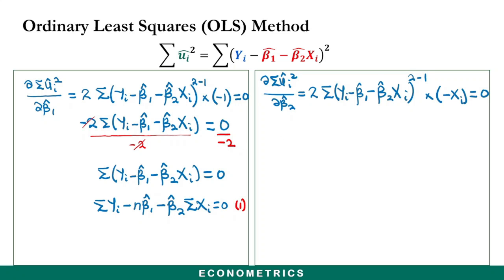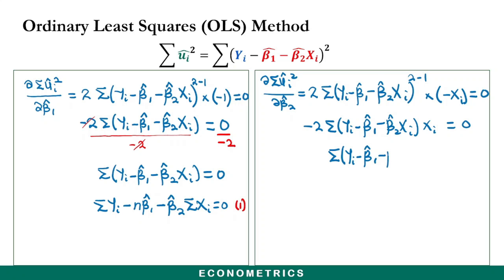And then we set this equal to 0, first order condition, remember. So this minus xi, the minus part, I can multiply by the constant 2 here. So I'm going to get minus 2 multiplying yi minus beta 1 hat minus beta 2 hat xi, raised to the power 1, so that is just it, and then multiplied by xi right here, which is equal to 0. So we also divide both sides by minus 2, just like we did on the left-hand side. When we do that, we eliminate the minus 2. So we have the sum of yi minus beta 1 hat minus beta 2 hat xi multiplied by xi, and that is equal to 0.